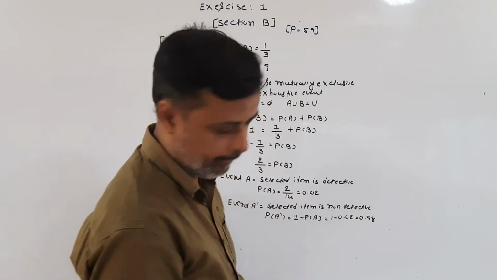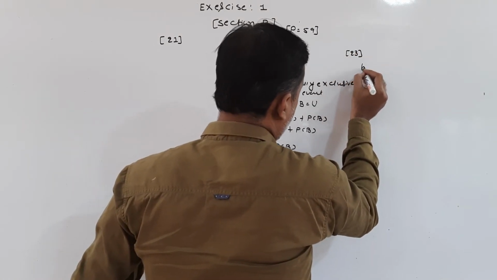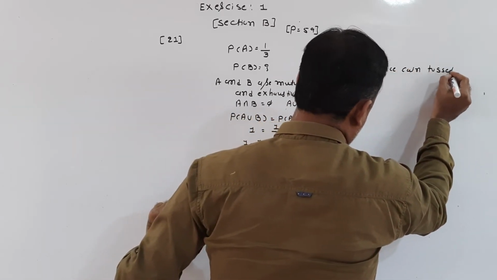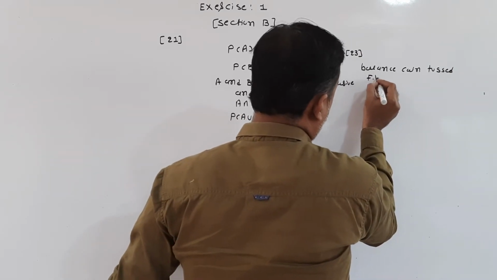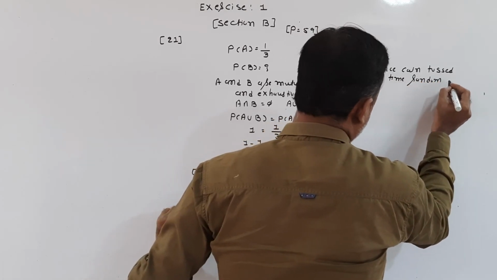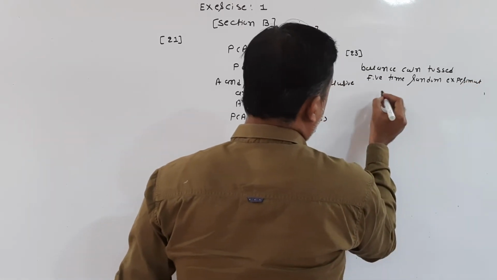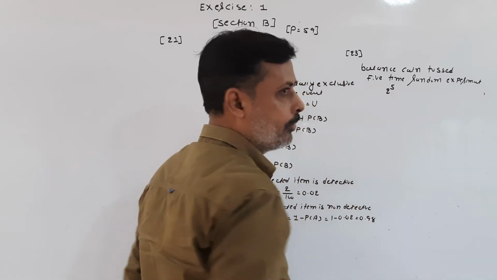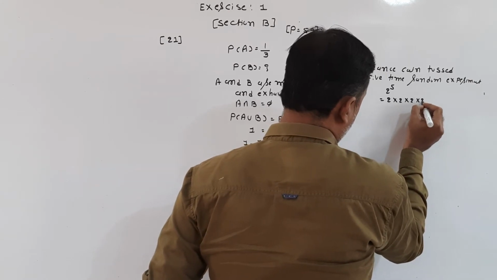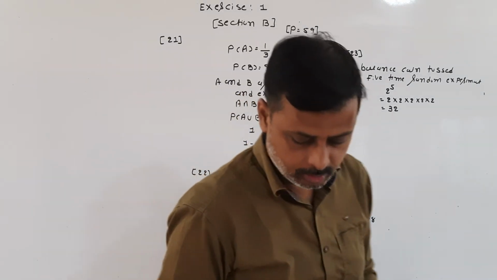So 23. A balanced coin tossed 5 times. Random experiment, that is 2 power 5, 2 into 2 into 2 into 2 into 2. So the answer is 32.